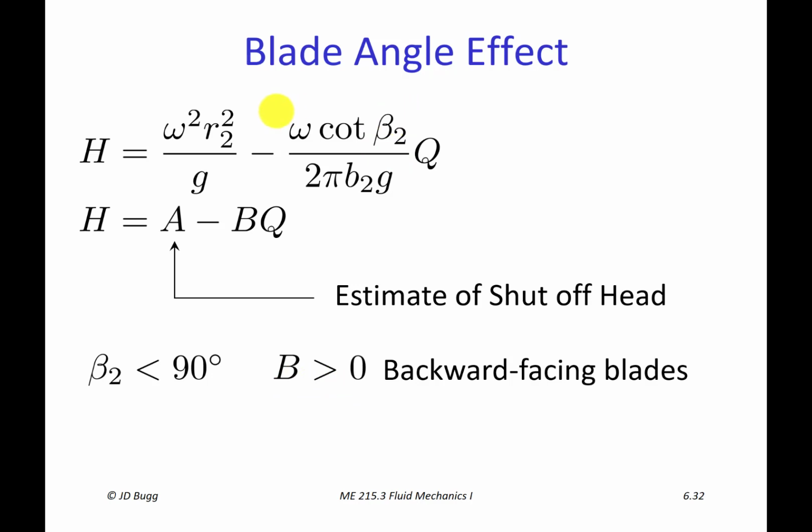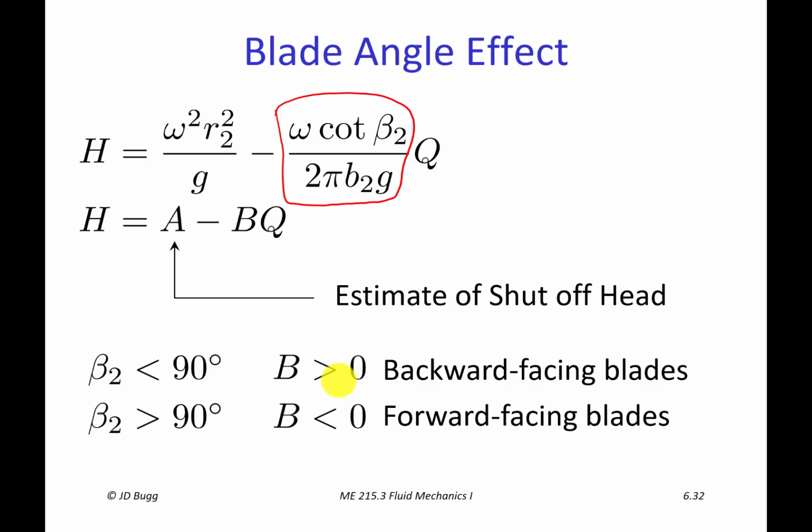So remember what B is. B is this quantity here. So if that's positive, then that quantity is positive. So omega certainly is, B2 and G are all positive. So the sign of that B, which I've put in a red box there, is governed by beta 2. So beta 2 less than 90, cotangent of beta 2 is positive, and B will be bigger than 0. So beta 2 less than 90, those are called backward facing blades. So a backward facing blade has a value of beta greater than 0.